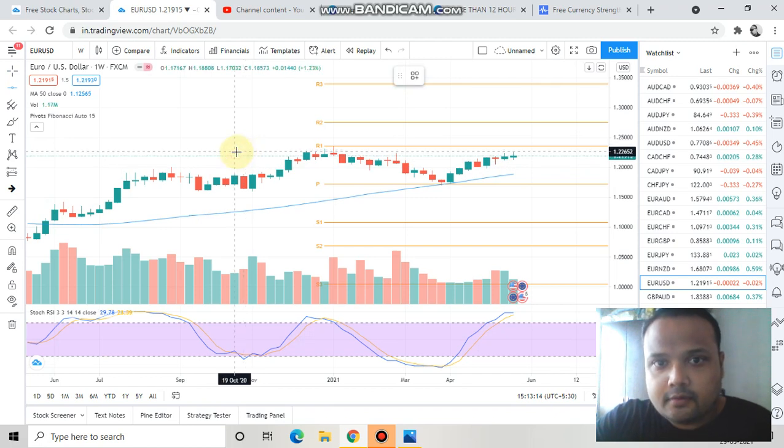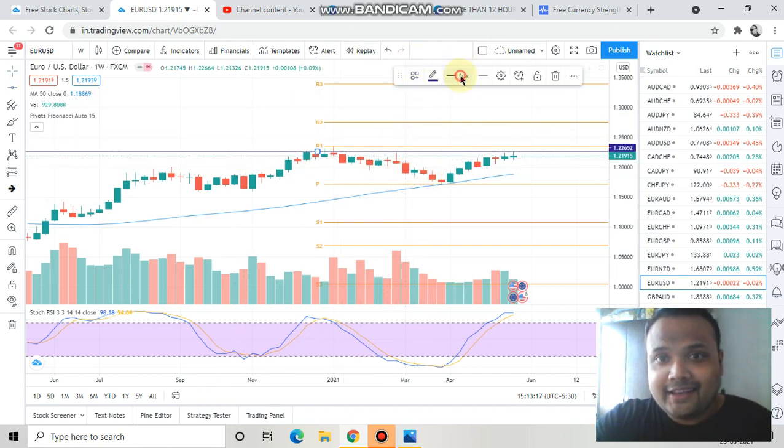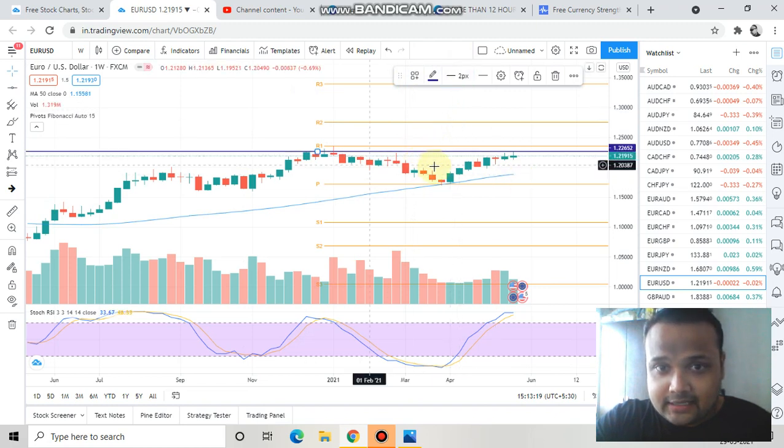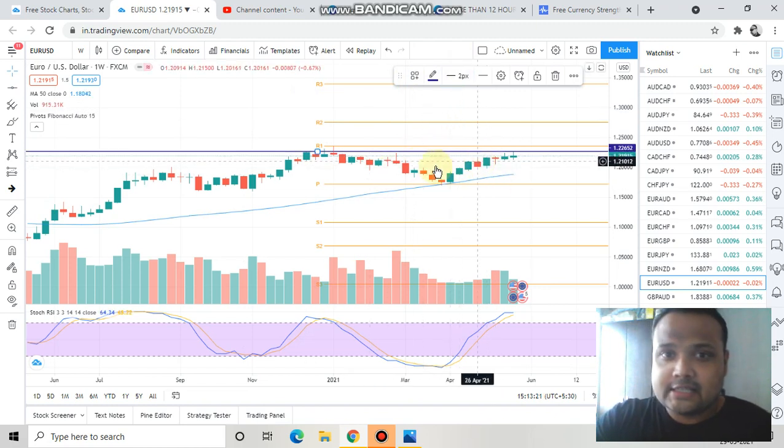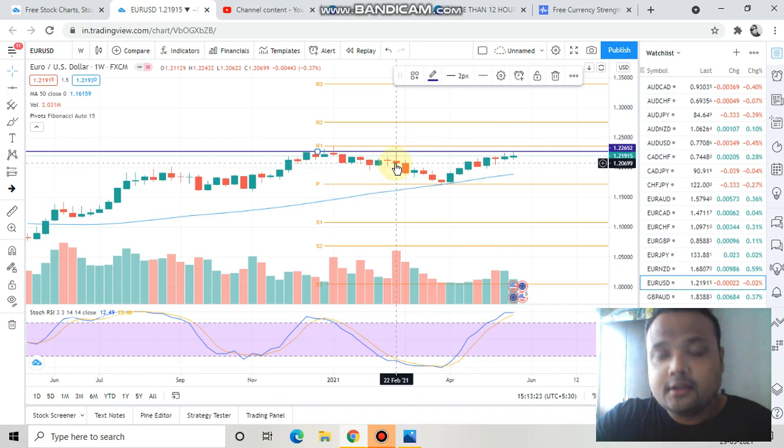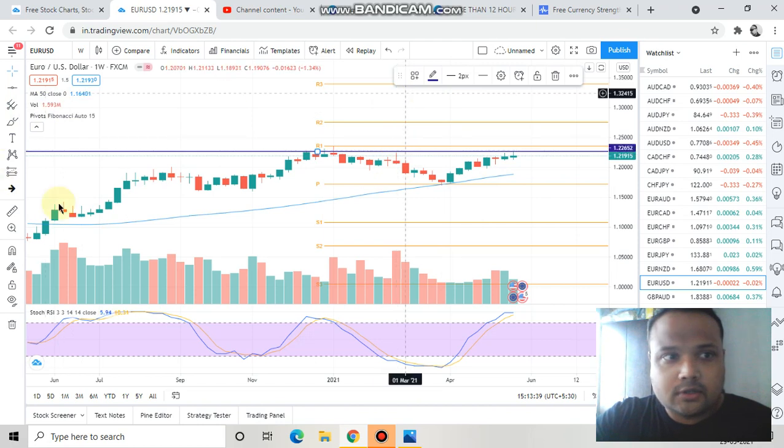And the main culprit behind this price rejection or resistance is this candle, the candle from the 22nd Feb, or the candle from the third week of February. This is the main devil. As a result, the market is unable to cross this level. So one thing that we need to keep our eyes on is this level.